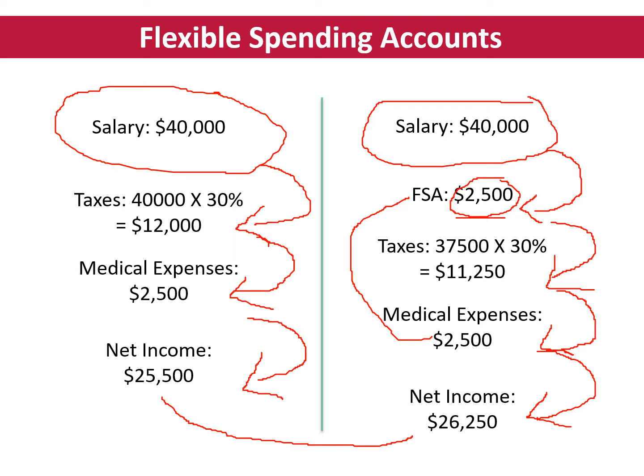So even though both these employees have the same salary of $40,000, one employee was able to walk away with $750 more than the other employee because they were able to shield some of their income from taxes through the use of the FSA.